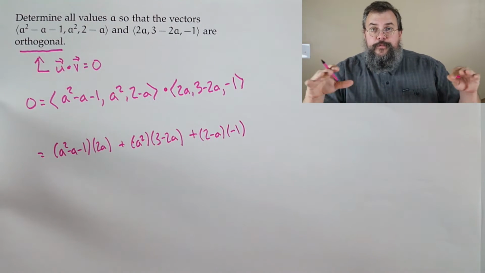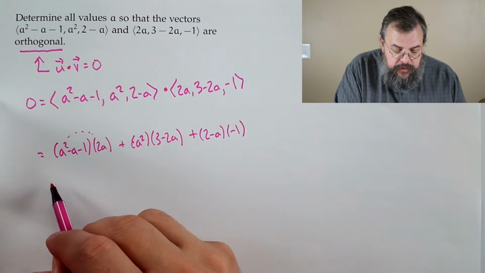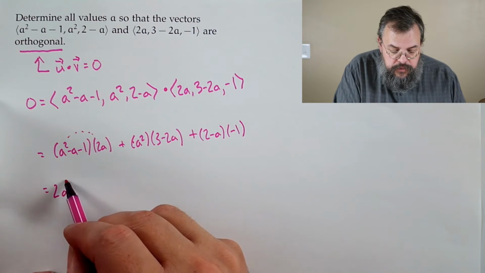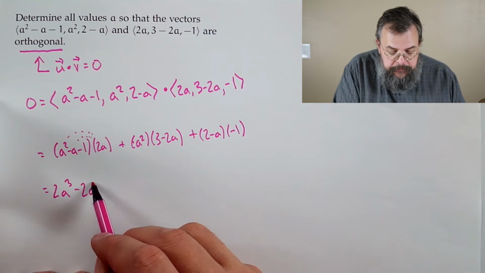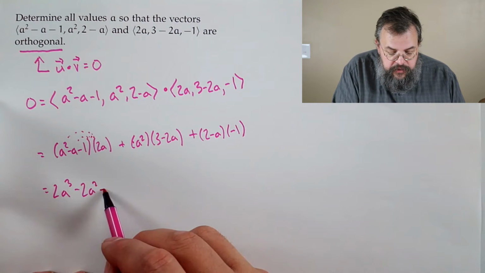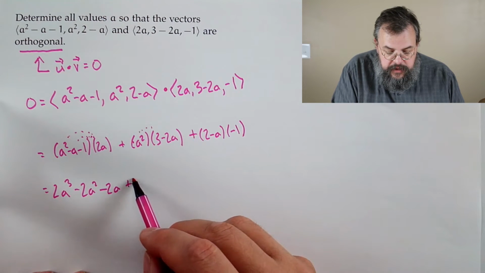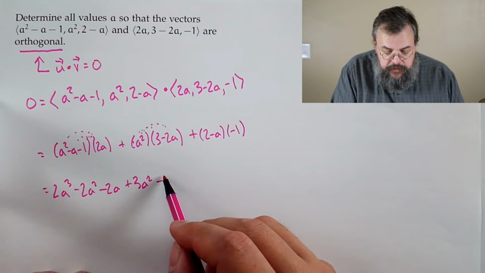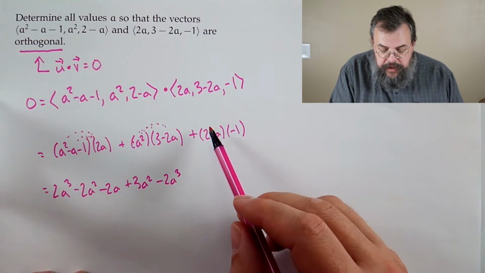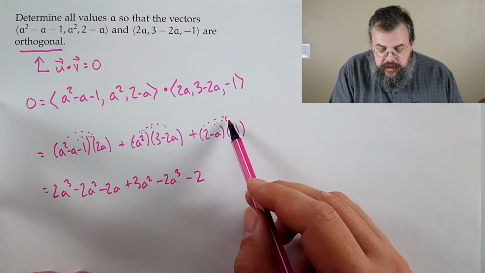Okay, well, we keep working it out. We'll distribute here and expand. So we'll get 2a cubed. Ooh, we get to do a cubic. Minus 2a squared minus 2a. Then we'll get 3a squared. And then here there's a minus 2a cubed. Then we have a minus 2 and a plus a.